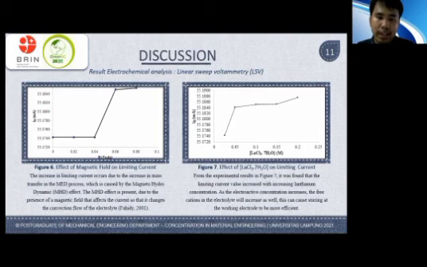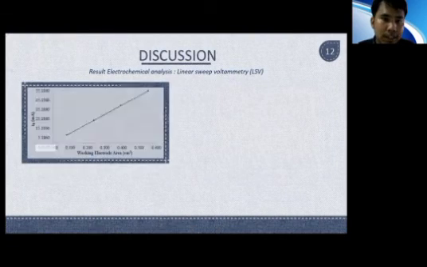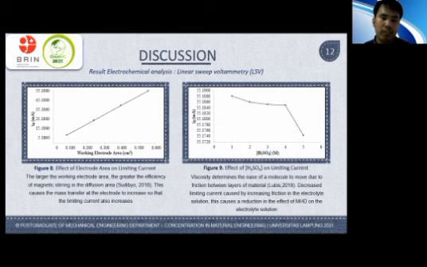limiting current. And in figure 7, we can see that increasing the concentration of the electroactive species, lanthanum in this process, can also increase the limiting current, because we see that the induced turbulent flow facilitates mass transfer, so the greater the electroactive concentration, the more the limiting current value also increases. And our next result is the working electrode. The larger the working electrode area, the greater the efficiency of the magnetic stirring in the diffusion area.